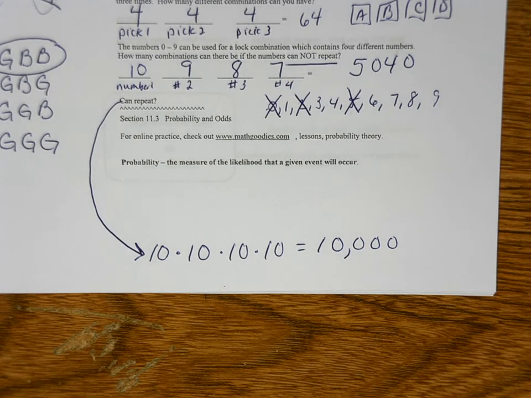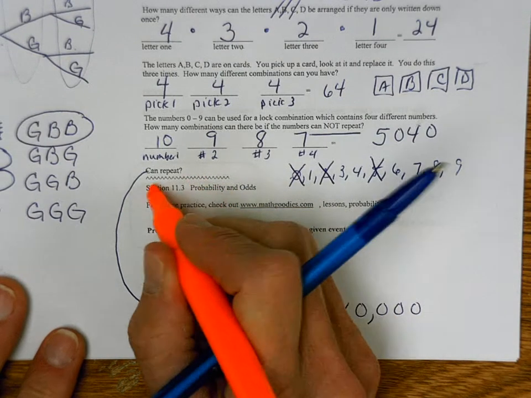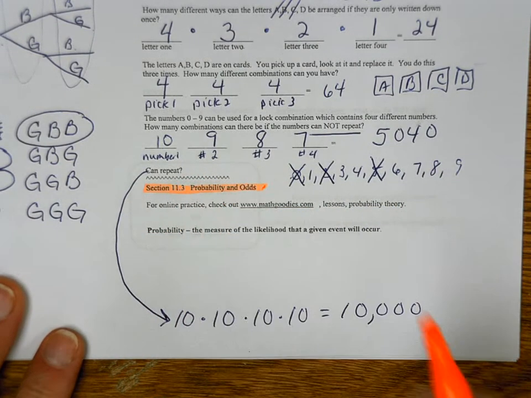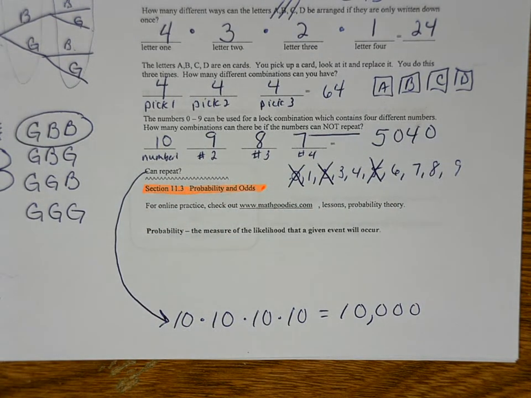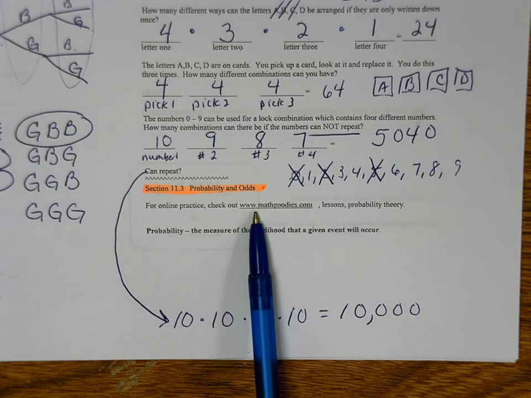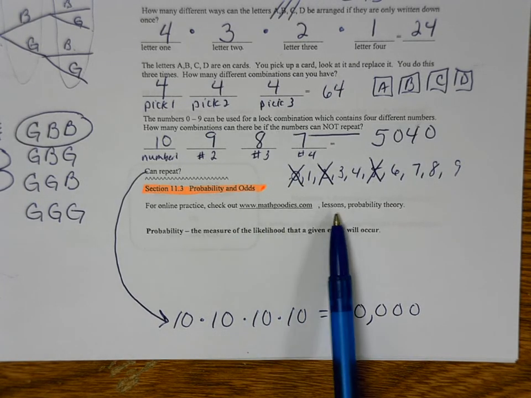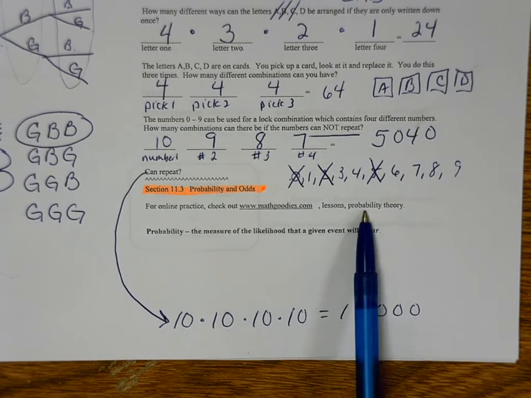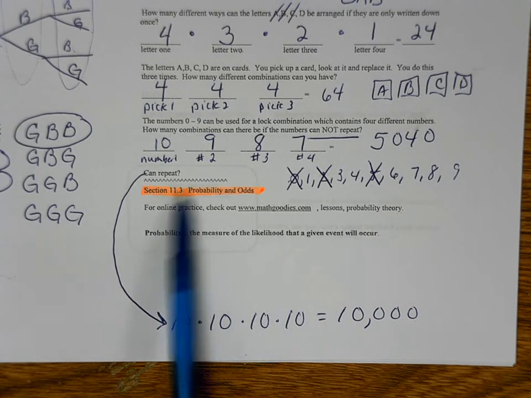Alrighty. Now the next section we're going to talk about is probability and odds, and I will tell you, people use these words interchangeably all the time, and they're not interchangeable. So please be careful. Before we start, I wanted to let you know that there are some good practice problems. If you go to this website right here, then you go to lessons and then probability theory. So you might want to go here and check it out.